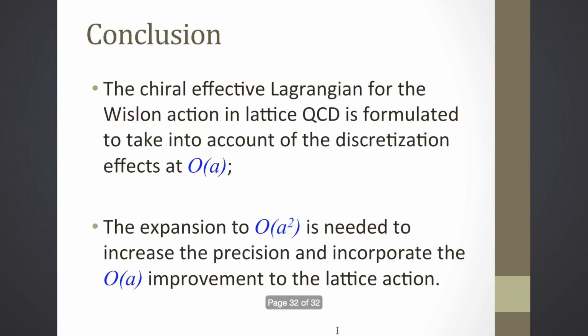So this is all of my talk. In my talk, I showed that the chiral effective Lagrangian for the Wilson action in lattice QCD is formulated to take into account the discretization effects at order a. But due to the improvement of the lattice action at order a, we have to expand to order a squared to increase the precision. And so that's all for my talk.